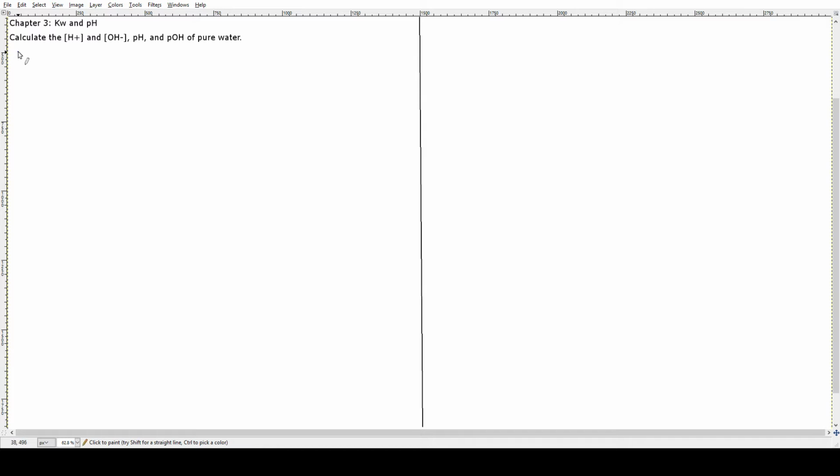Alright, so there's our question. So we're going to do this in steps. Step 1 is going to be to identify the major species. In this case, the acid or base that is reacting is water. And it's good to note whether this is a strong or weak acid or base. And in this case, water, you should know, is weak.